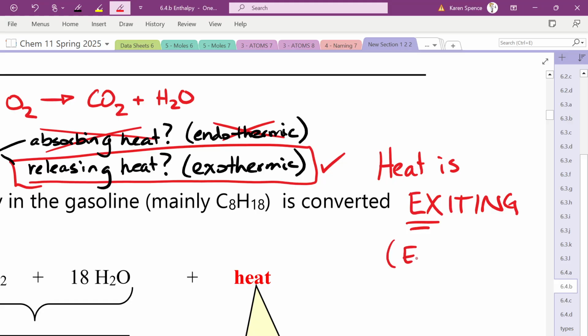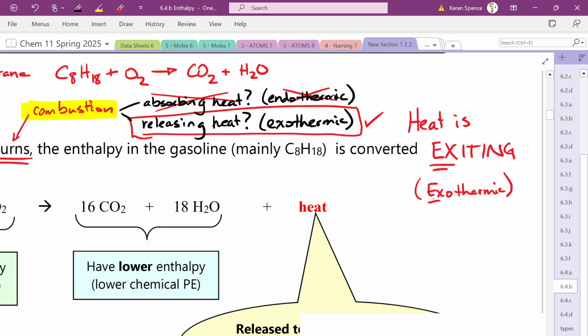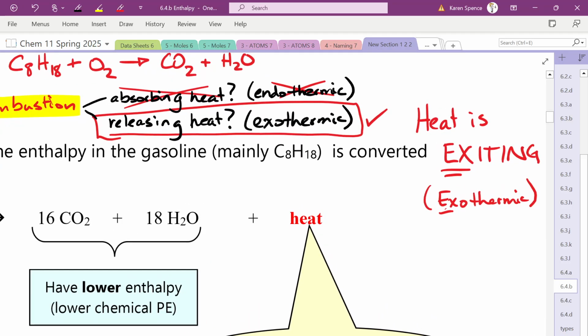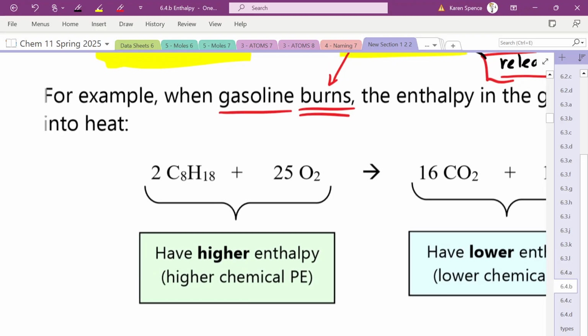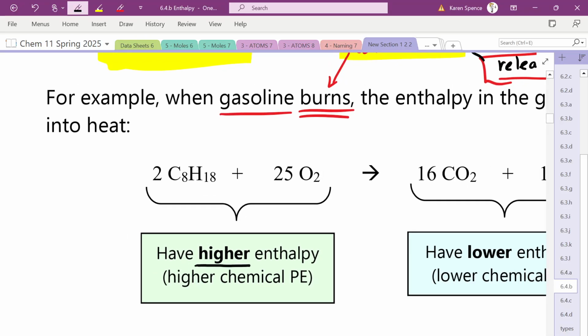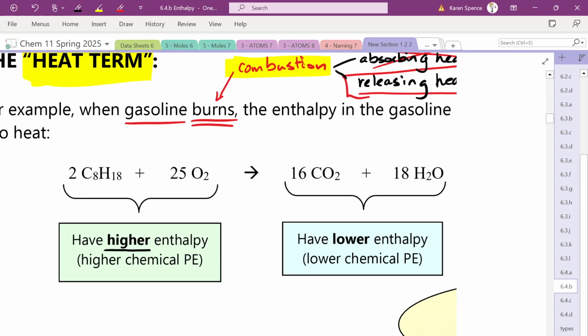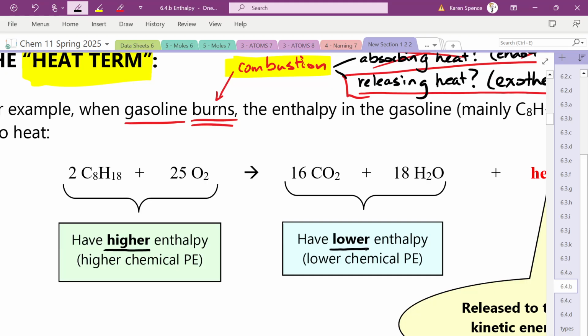Because it is exothermic, what we've got then is we've got our reactants. The reactants have a higher enthalpy. They have a higher chemical potential energy. The products have a lower enthalpy, which is a lower chemical potential energy.